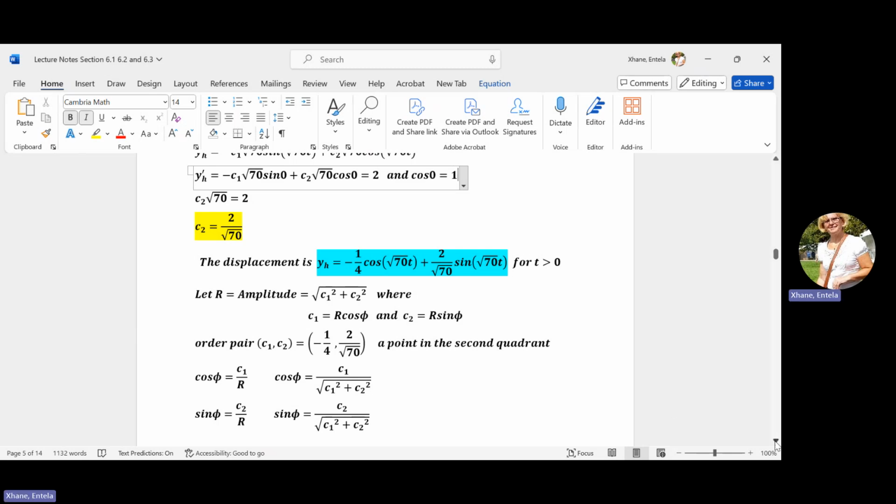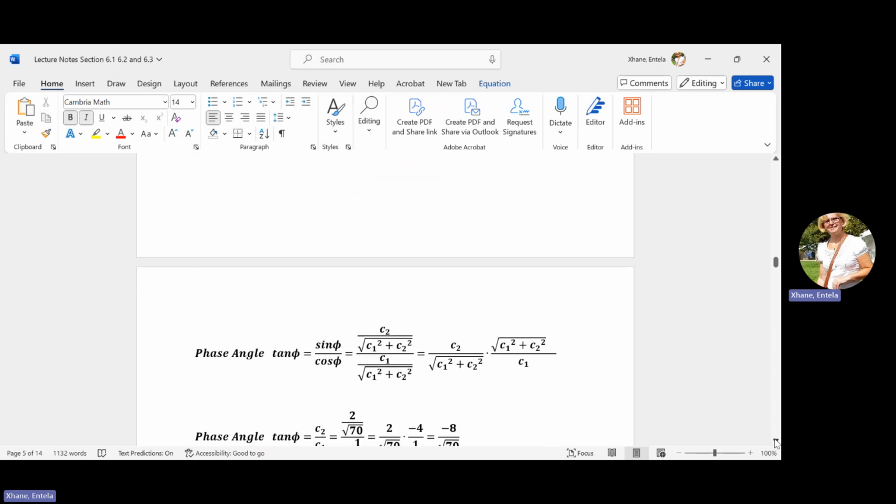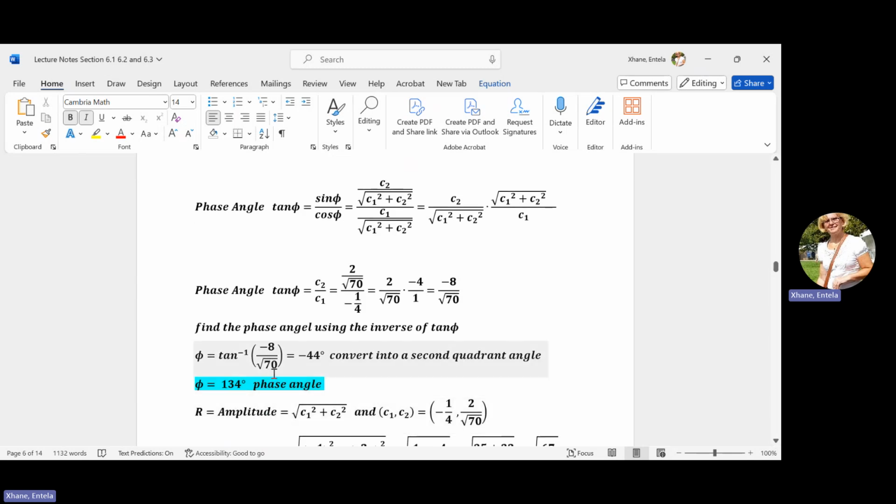Why do we need this information? Because this is how we compute the phase angle. So we use tangent, which is the ratio of sine phi over cosine phi, and then eventually becomes the ratio of C2 over C1. So tangent is going to be, after going over the computation, -8 over square root of 70. And then in order to get phi, you have to use tangent inverse. So you get the answer -44 rounded, because this is not exactly -44.